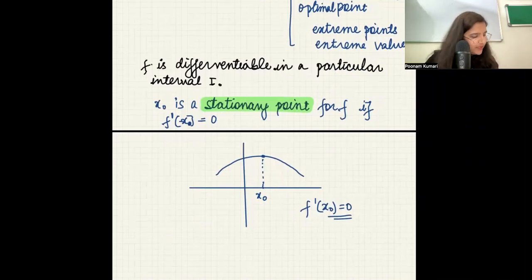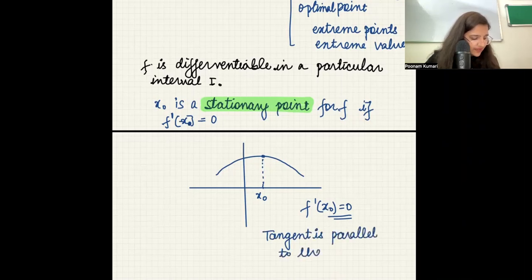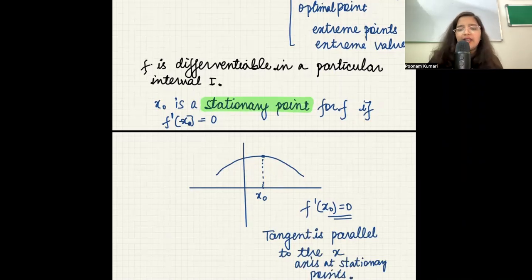So that means the tangent is parallel to the x-axis at a stationary point. So stationary point means nothing but your derivative value at that particular point is 0. That is the basic meaning of a stationary point.